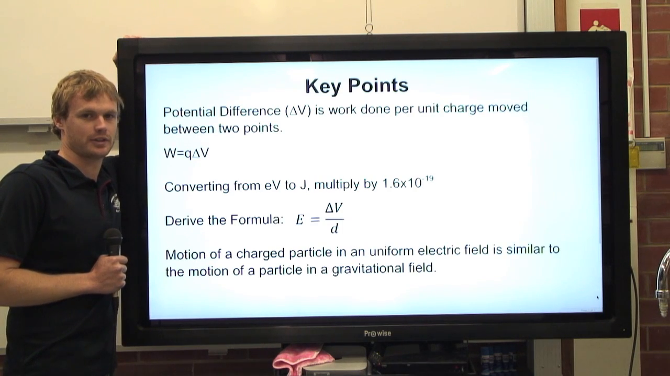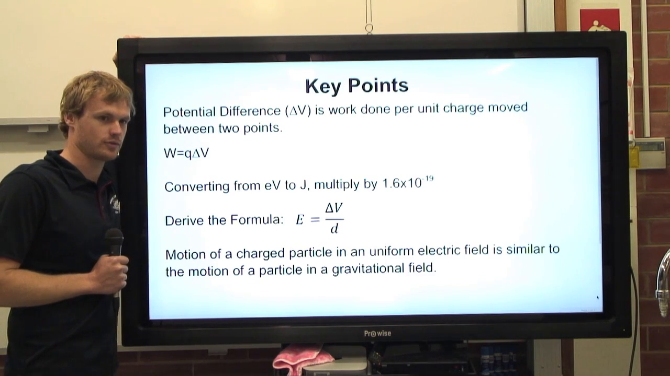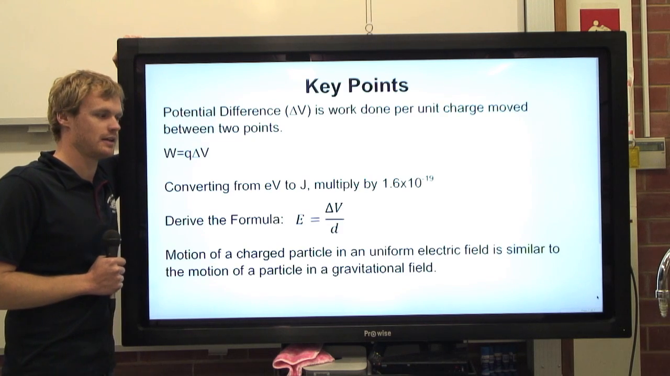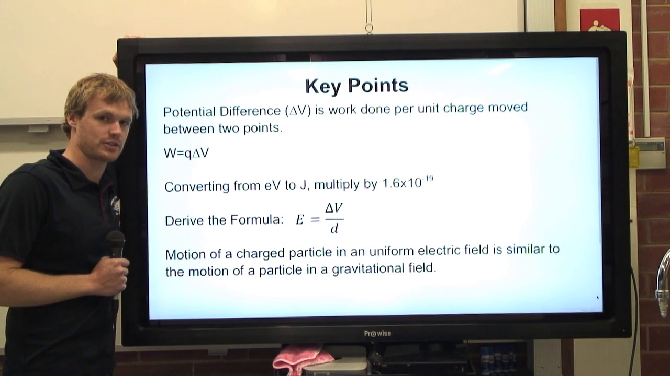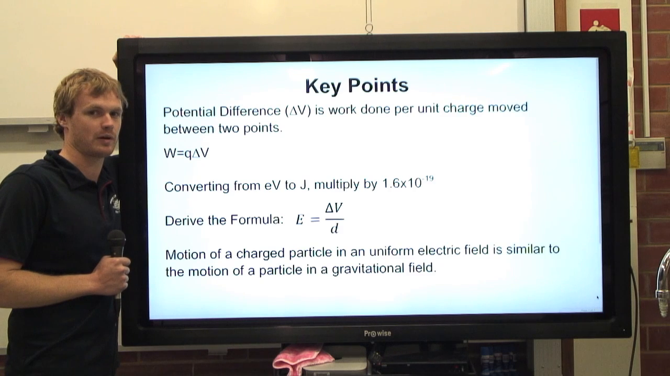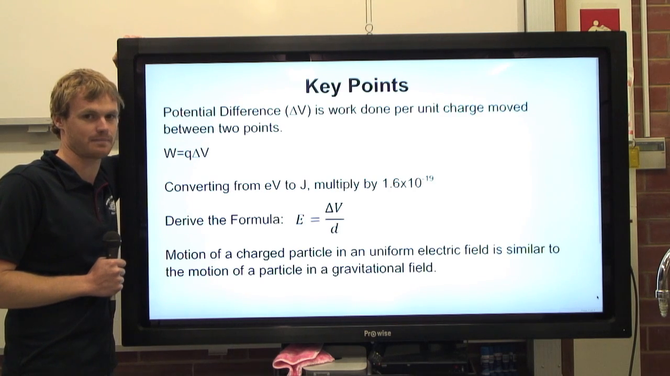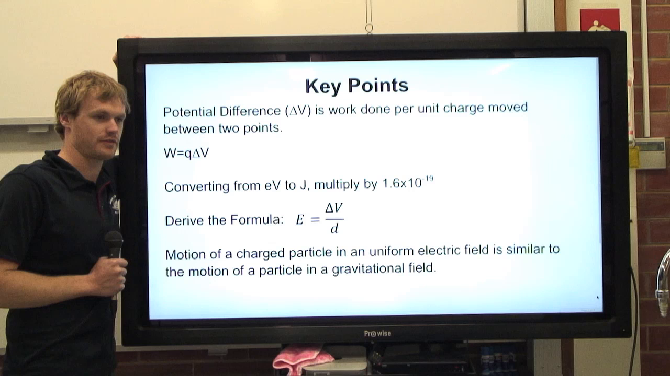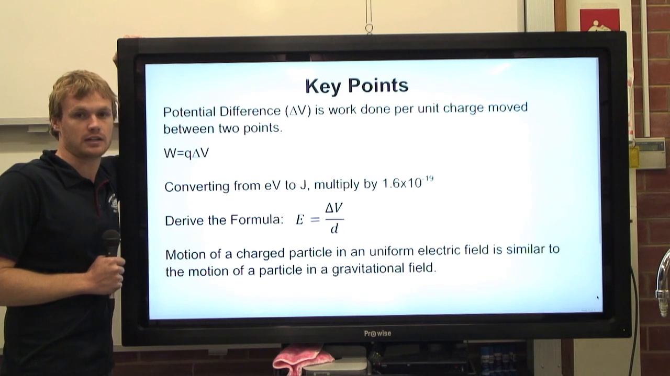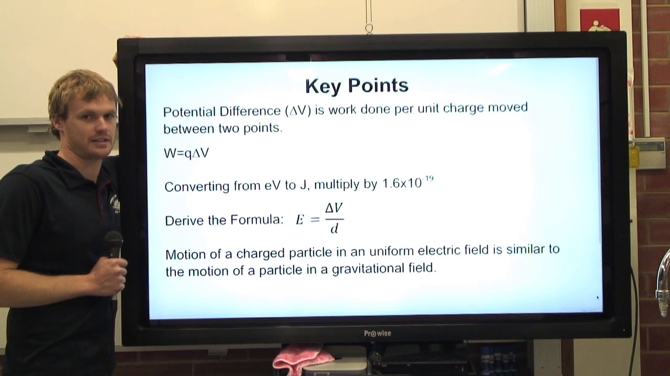Now, the units for work can change in this section. Normally work is measured in joules, but you might need to change it into electron volts, or from electron volts back into joules. To change from electron volts into joules, you need to multiply by 1.6 times 10 to the negative 19. If you're going to change from joules into electron volts, you need to divide by 1.6 times 10 to the negative 19.